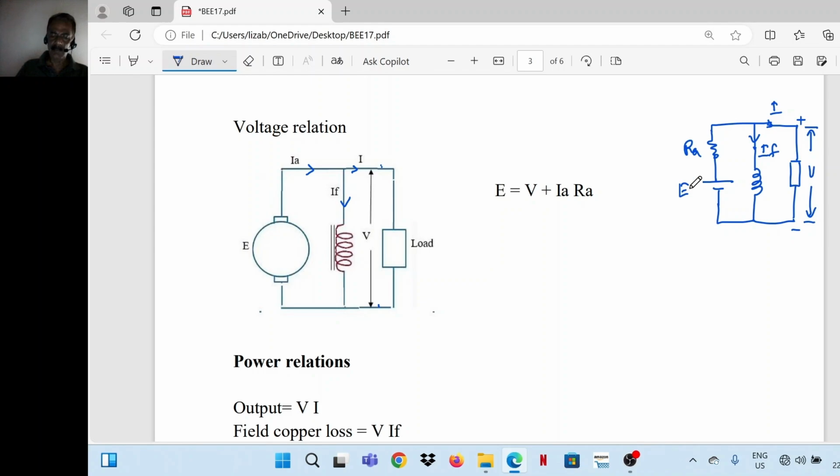So from this diagram it is clear that V is equal to E minus IARA. So the complete armature current flows through the armature resistance. There is a voltage drop across it which is equal to IA into RA. So terminal voltage is equal to E minus IARA, or induced EMF E is equal to terminal voltage plus voltage drop in the armature resistance.